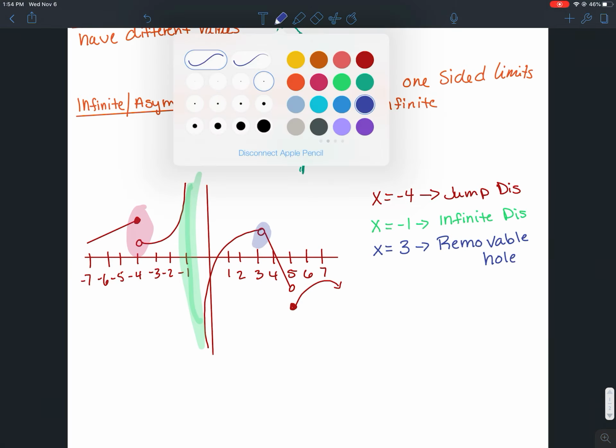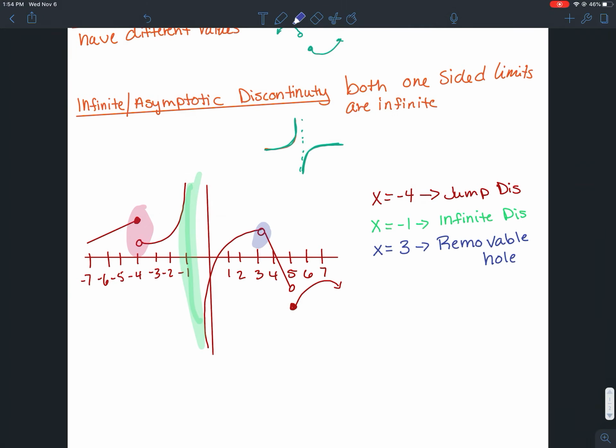So a removable hole. And then that last one, this right here, is another jump discontinuity. So I have 2, so I'm just going to put x equals 5 and x equals -4 are jump. Okay? Everything else is continuous. So you don't usually state, oh, it's continuous from here to here. You usually say what's wrong. What kind of discontinuity is it? All right.